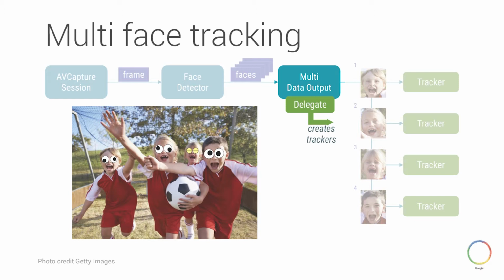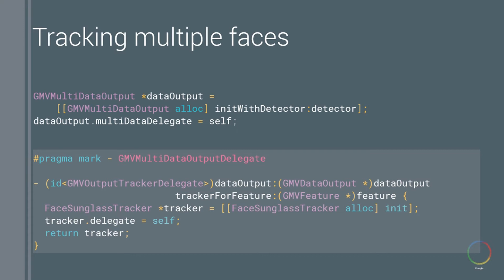Just like the Android API, we also support multiple trackings inside iOS. Instead of using the focusing data output, you want to use the multi-data output. And then the changes you need are highlighted here.